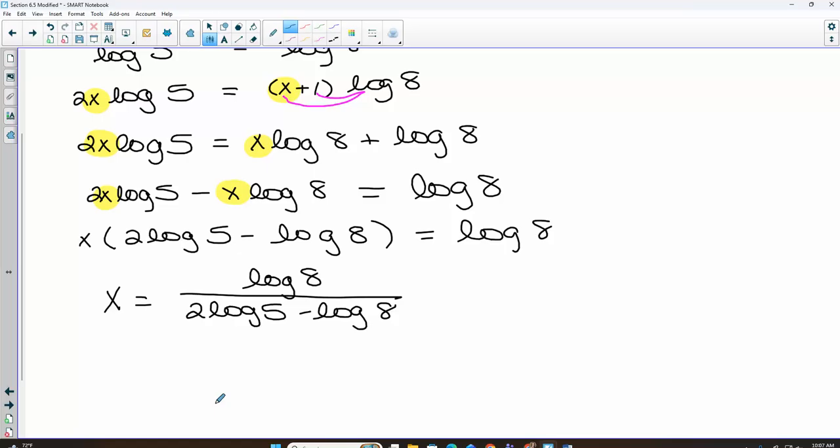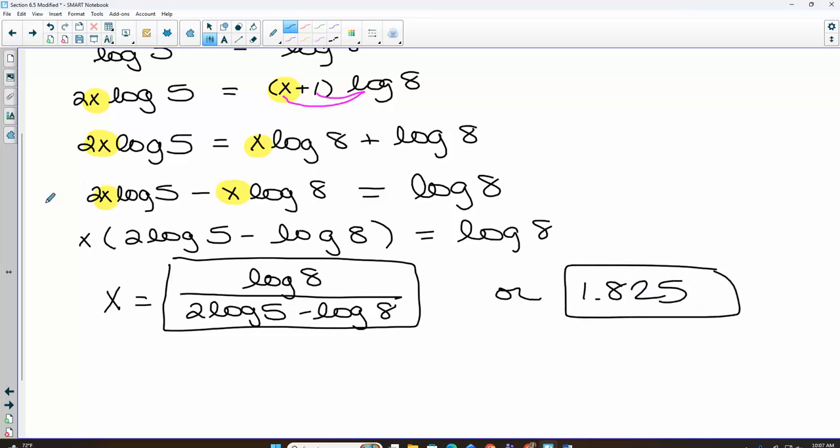So x's on both sides made it significantly longer. Let's go ahead and plug that in. Make sure after every argument you close your parentheses. So log 8, close your parentheses. 2 log 5, close the parentheses. Minus log 8, close the parentheses. This is the exact answer. What is our decimal approximation? 1.825.